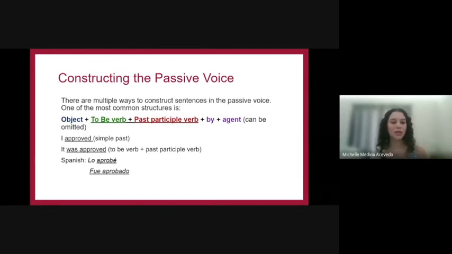So in Spanish, you would have lo aprobé, just one word. And in the past participle, en español, sería fue aprobado. So the first one is just one, and the second one is two. So in the passive voice, we will always have two, the auxiliary and the main verb.